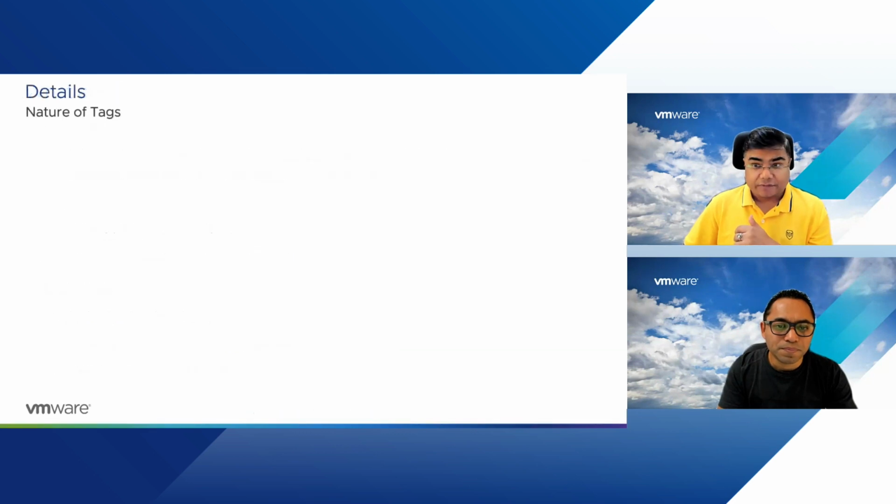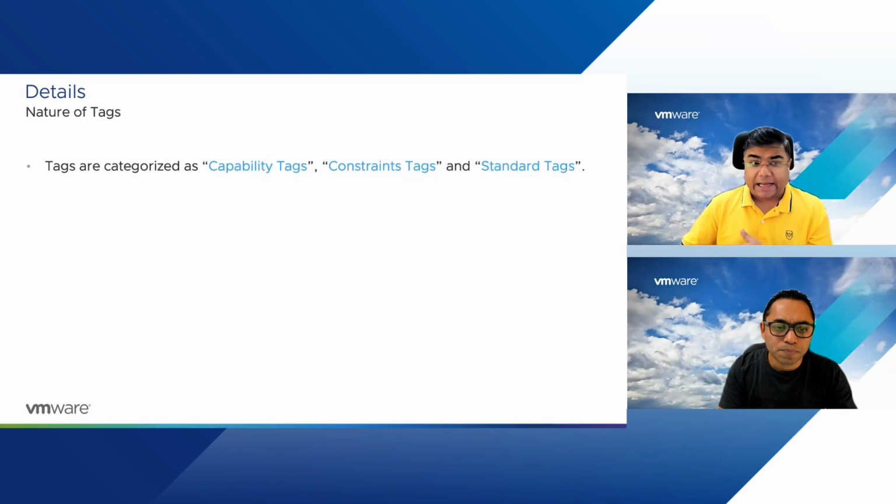In terms of the nature of the tags, in Aria Automation they are categorized as capability tags, constraint tags, and standard tags. There are three categories of tags. Right. And they are context-based. So the same tags can be used as capability tags or constraint tags, and standard tags are different. We will talk about that.